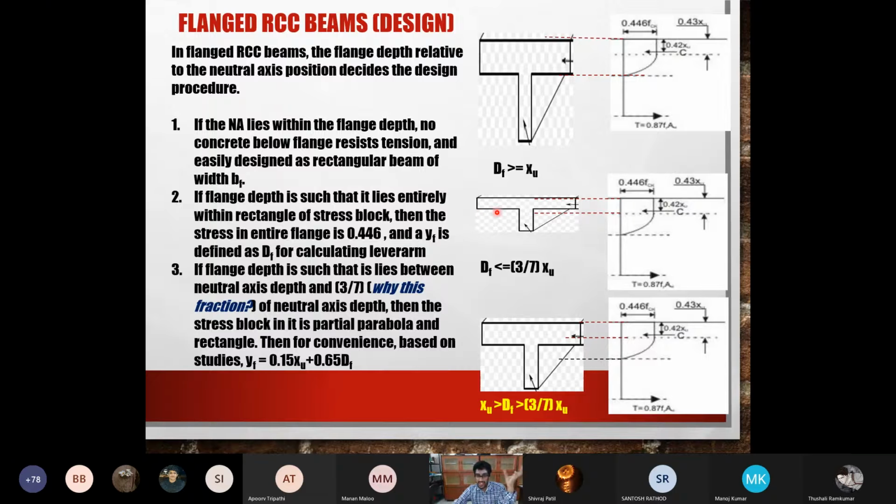Then we directly assume YF is DF, and we just proceed, not bothering about anything else. And then if we find that even that is not the case, then we have to come here, solve for XU, then from XU find YF, and then find the moment. Saying it will not make you understand. So soon when you do the problem of designing a flanged beam, you will understand how this procedure works.